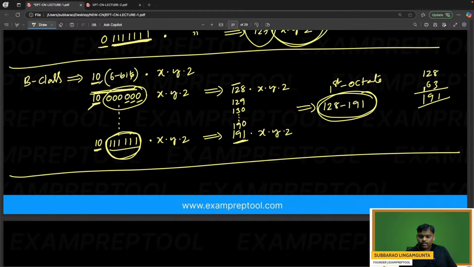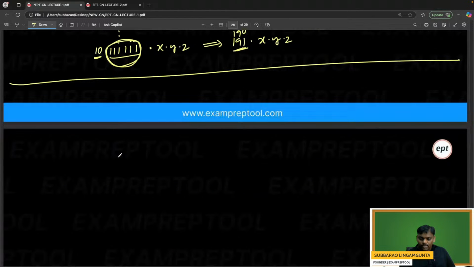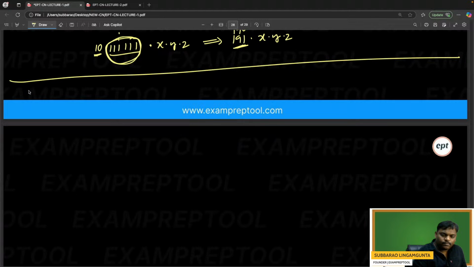If the starting 2 bits are 1 0, followed by 6 zeros, or 1 0 followed by 6 ones, the largest decimal value with 6 bits means 6 ones, 2 power 6 minus 1. There is a standard formula. In the previous class also we did it. Please verify. So class B you have done. Let's see the next one, class C.